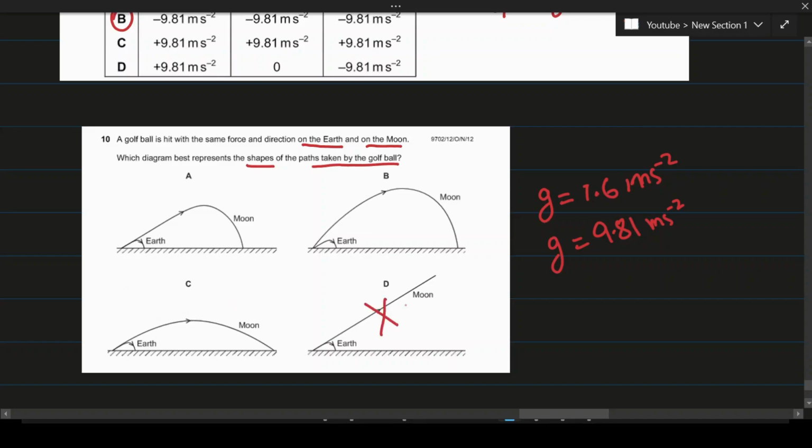D would not be correct. The ball would come to the ground at some point. A would not be correct because you can see the shape is uneven. And B is not correct because they are taking air resistance into account, and you know that the moon has no air resistance. Earth has, but the moon has none. So the moon path would be symmetrical, like in C, and the earth path would be something uneven. So C would be our correct answer.